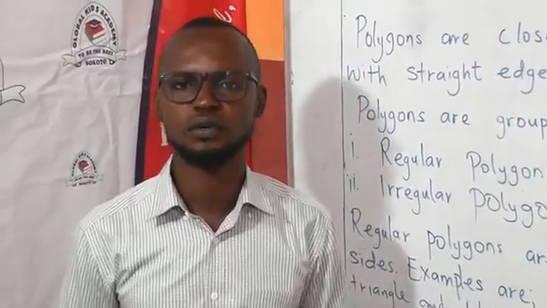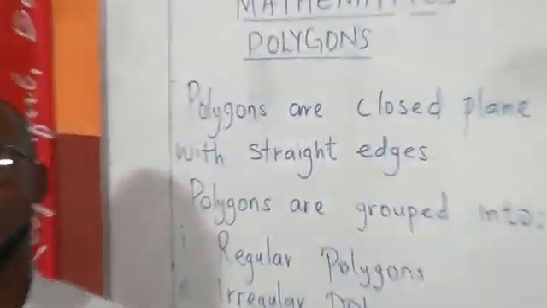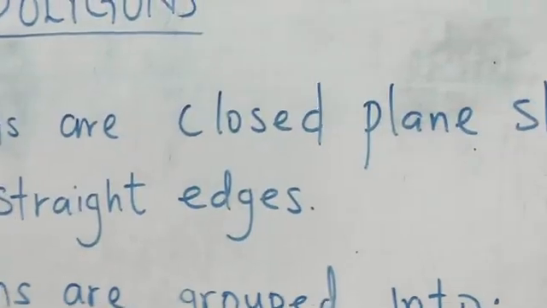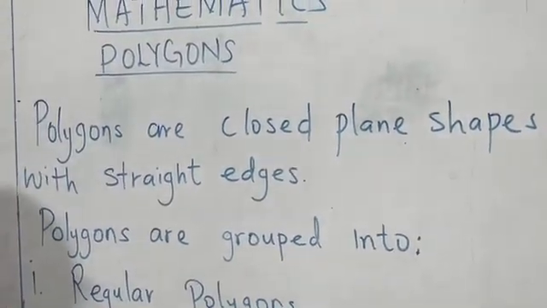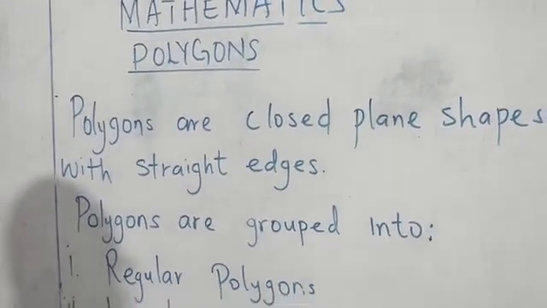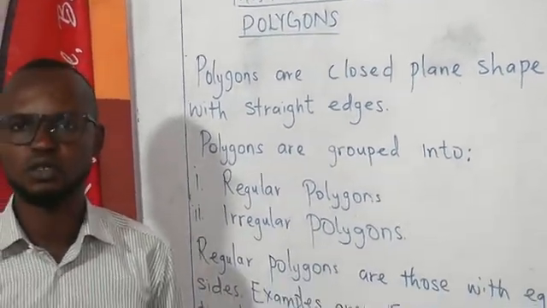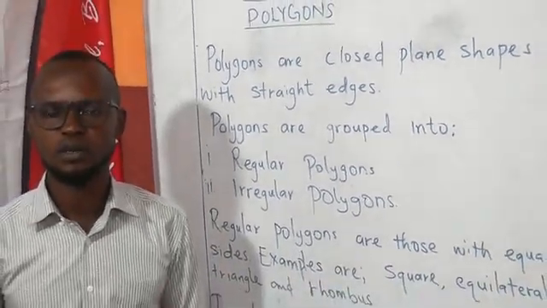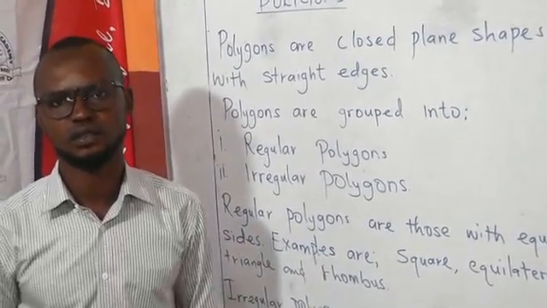So what is polygon? Or what are polygons? Polygons are closed plane shapes with straight sides. So for it to be polygon, it therefore means that it must be closed and it must be a plane shape, and then finally it must have straight edges.